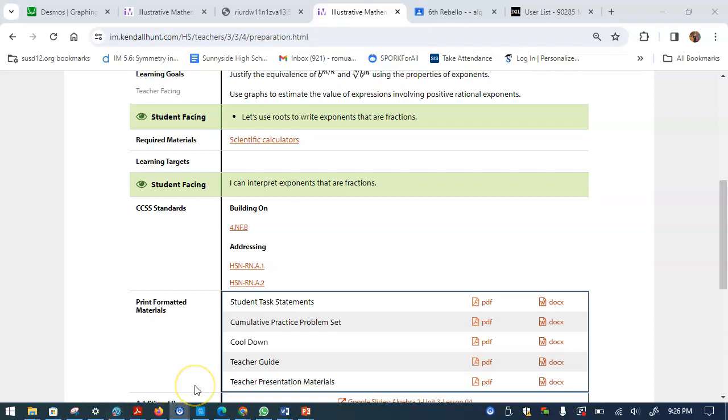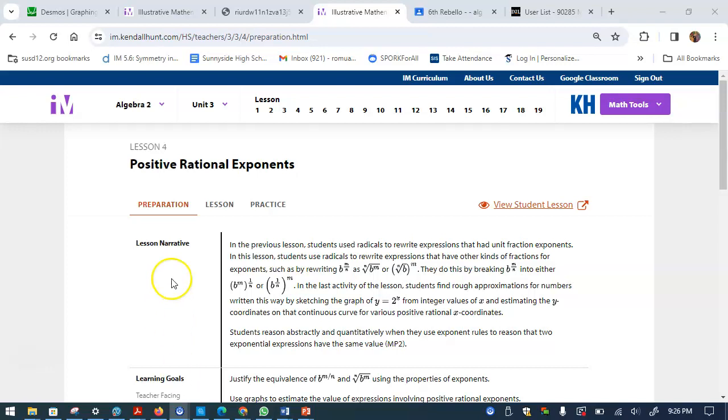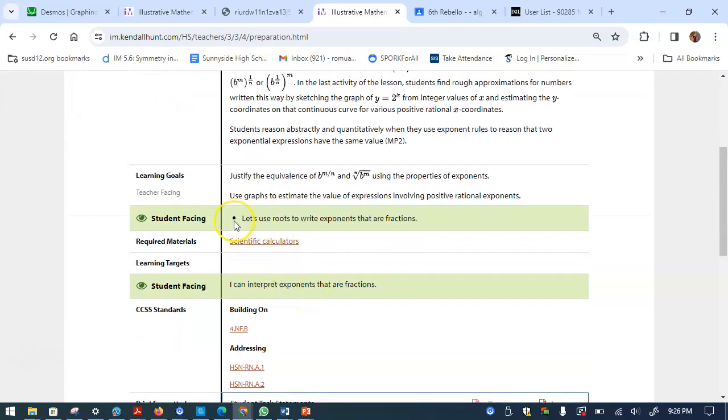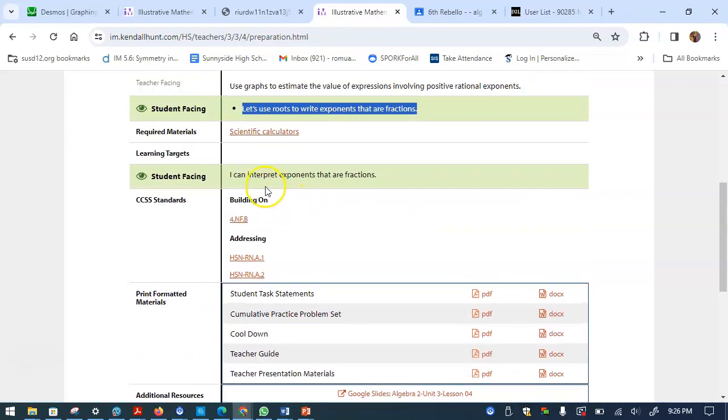Hello students, here I'm working on Unit 3, lesson number 4, and this is about positive rational exponents. Let's use roots to write exponents that are fractions, and also interpret exponents that are fractions.